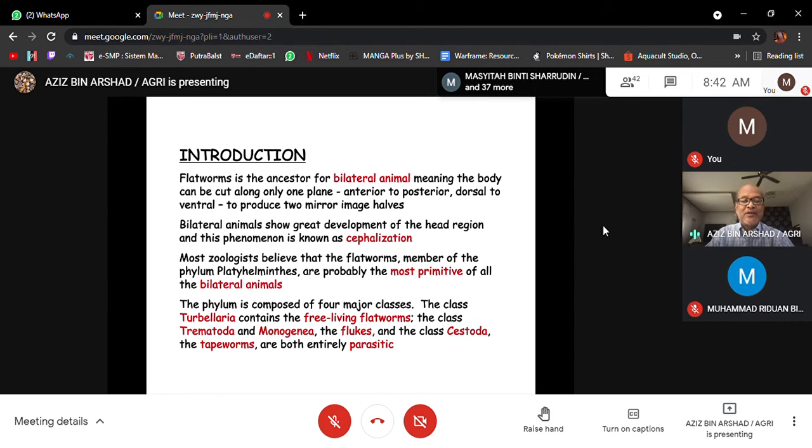So kalau kita tengok dalam Cnidaria porifera, dia tak ada bahagian kepala. And there is no definite anterior shape that forms the cephalic region. But in Platyhelminthes, there is a development of this, and the formation is called cephalization. And the phylum is made up of 4 major classes.